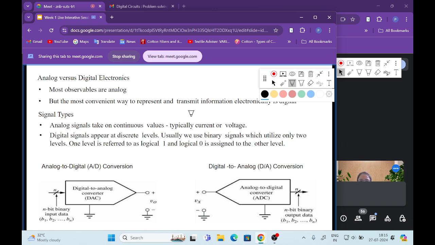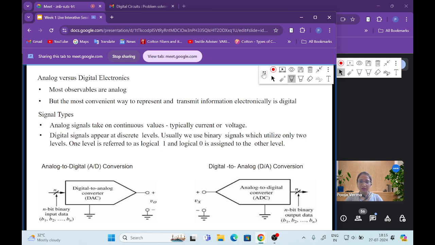So as we know, most observables are analog, because in nature everything is analog in domain, but a more convenient way to represent and transmit information electronically is a digital signal. So that's why we are here to study digital representation of signals, how we can convert them, and what things a computer can understand.